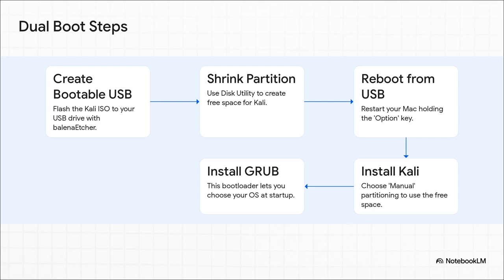This brings up a menu where you can choose to boot from your USB drive. During the Kali install, you have to be careful and choose manual partitioning to tell it to install in that empty space you just made. And finally, you install a little thing called GRUB. That's the menu you'll see every time you turn on your Mac from now on, asking if you want to boot into macOS or into Kali.